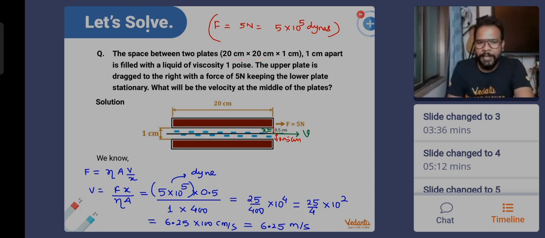Everything set. Squaring this value, simplifying this value. So this 0.5, one decimal can take care of one of the zeros. So 5 into 5, 25, 10 to the power minus 5 into 10 to the power minus 1 becomes 10 to the power 4 divided by 400. So we can say 25 by 4 into 100. Okay. So 25 by 4 is 6.25. We already know this, multiplied by 100.